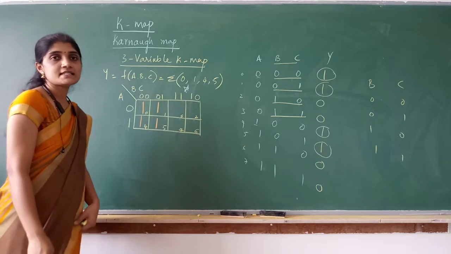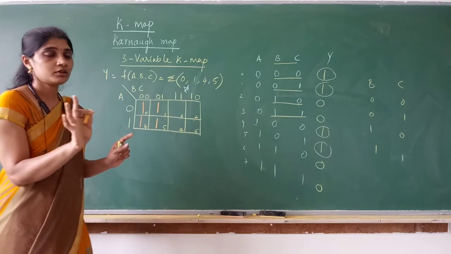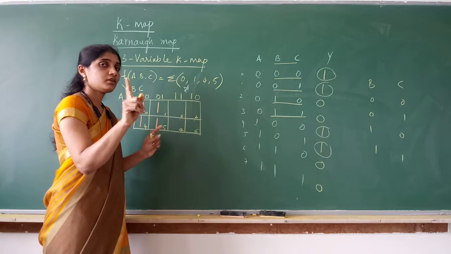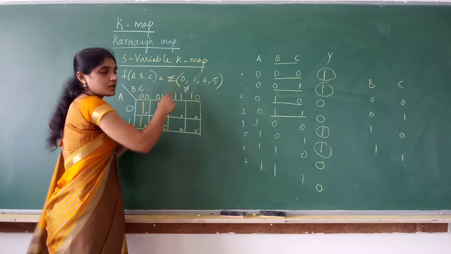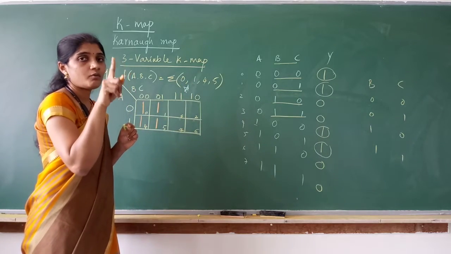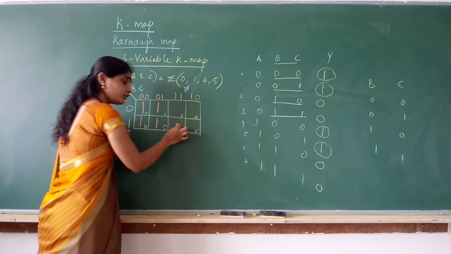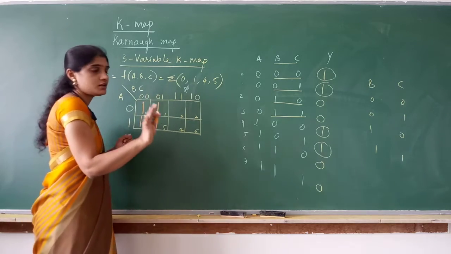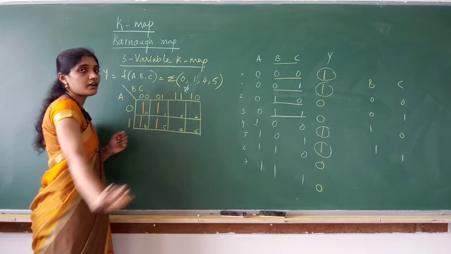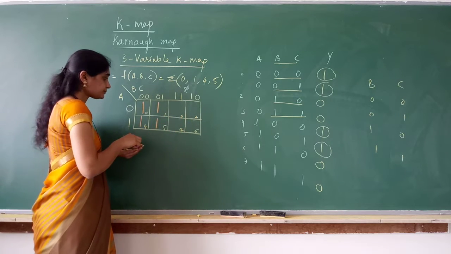What about the remaining cells? For the remaining cells, it is 0. You need not fill 0. You have to fill only 1. In SOP, you have to fill only 1, because min terms correspond to output 1. So write only 1. You need not write 0. If you want, you can even write it, but just to avoid confusion, let us write only 1. You can even write 0. That is also correct. Okay.